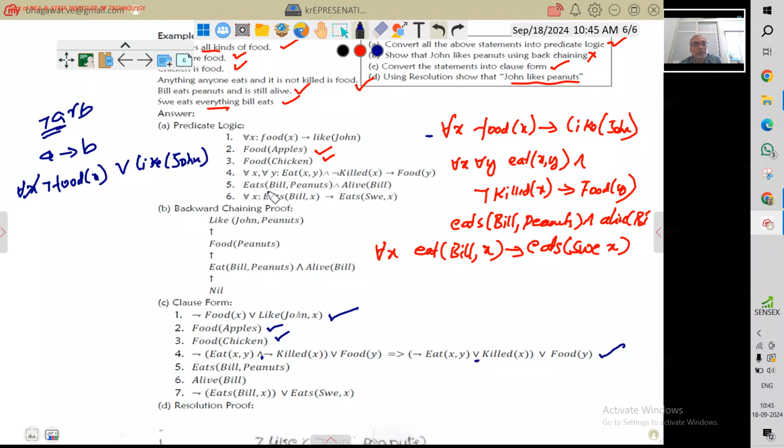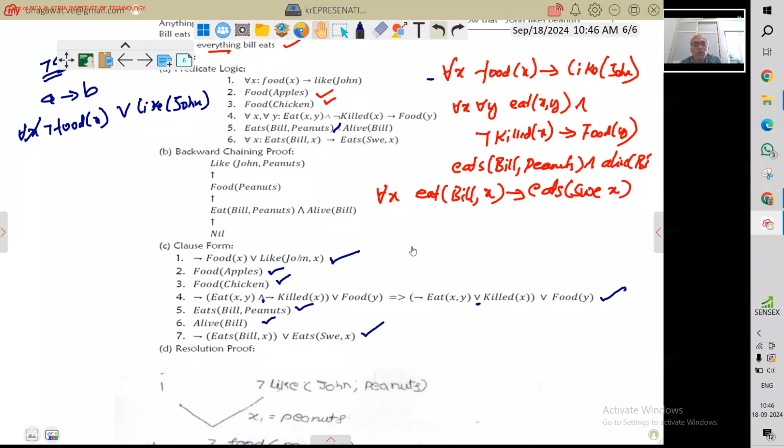Next, Bill eats peanuts and Bill is alive is already in conjunctive normal form. We can drop the and and make it two things: one is Bill eats peanuts and the other is Bill is alive. We add them into our clause form. And the last one is converted the same way. So now we have converted everything into clause form.